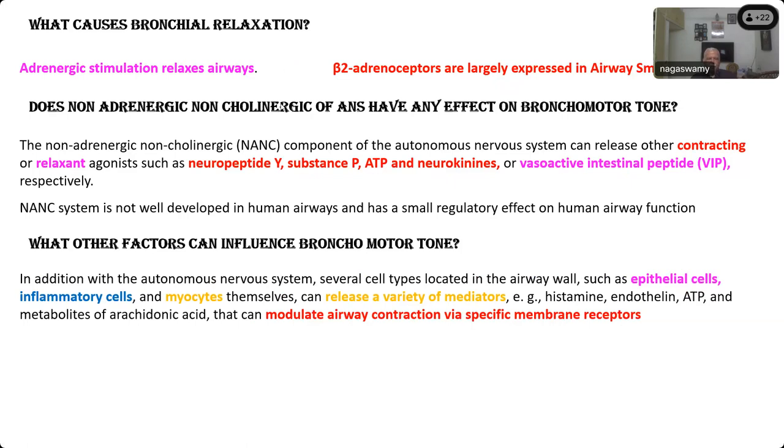Apart from that, these are the locally secreted transmitters which can also produce this. That is why in anaphylactic shock, it is not the parasympathetic or the sympathetic, but it is the histamine release from the mast cell, and the endothelin release or ATP release or metabolites of arachidonic acid that can modulate airway contraction via specific membrane receptors.